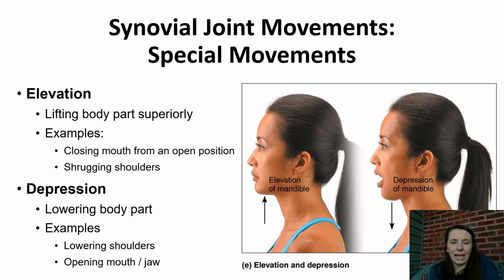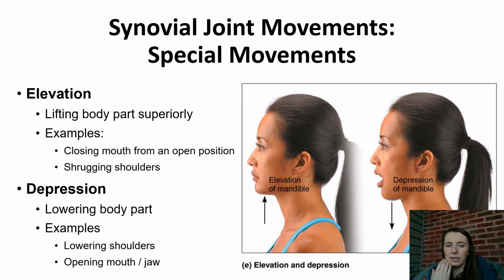Next would be elevation and depression. So the example that I have on here is of the jaw, but the shoulders also do elevation and depression. So elevation is just when you lift a body part more superiorly. So for example, whenever you have your mouth open and you shut it, you are elevating your mandible. Okay, so it's like shutting it. Also shrugging your shoulders is going to elevate your shoulders.